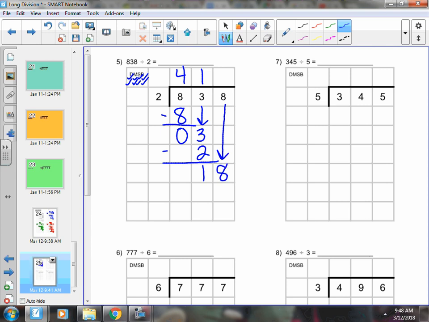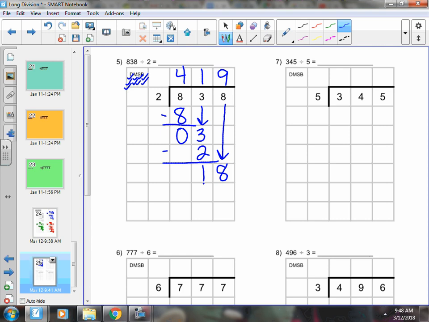So we have 18 left. We can definitely still make some groups of 2. Imagine an entire countertop of cookies, and we've been making them into groups of 2. We have 18 left. We can still make some groups of 2. How many groups of 2 can you make from 18? And the answer would be 9.